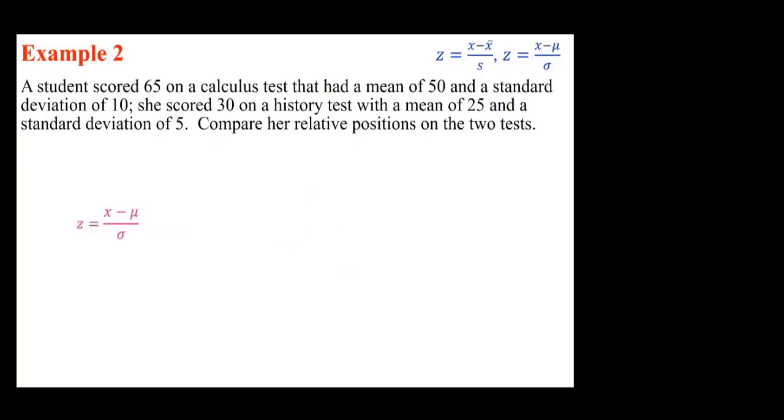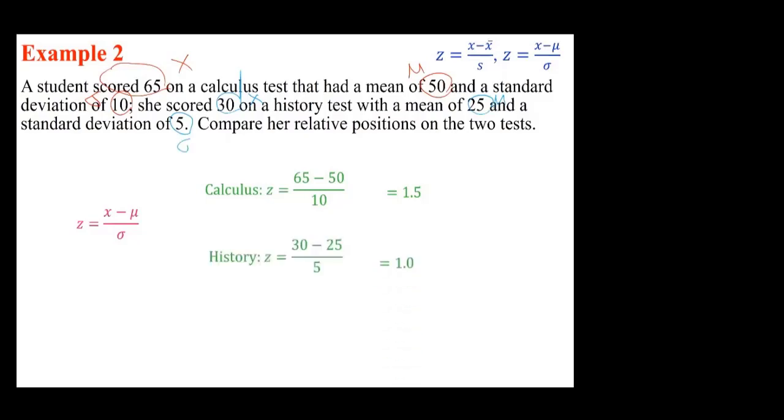Here's the next one. A student scored 65 on a calculus test that had a mean of 50 and a standard deviation of 10. She scored 30 on a history test with a mean of 25 and a standard deviation of 5. Compare her relative positions on the two tests. You have to calculate the z-score. What is the score? If you look at the first one, 65 is the score, x. The mean and the standard deviation, that's the first one, you calculate it. The next one is 30, so this is the x amount, if you will, the score. The mean is 25, so mu is 25, and the standard deviation. You calculate that, and you end up with 1. Therefore, which one is higher? Clearly, according to the z-score, the first one.